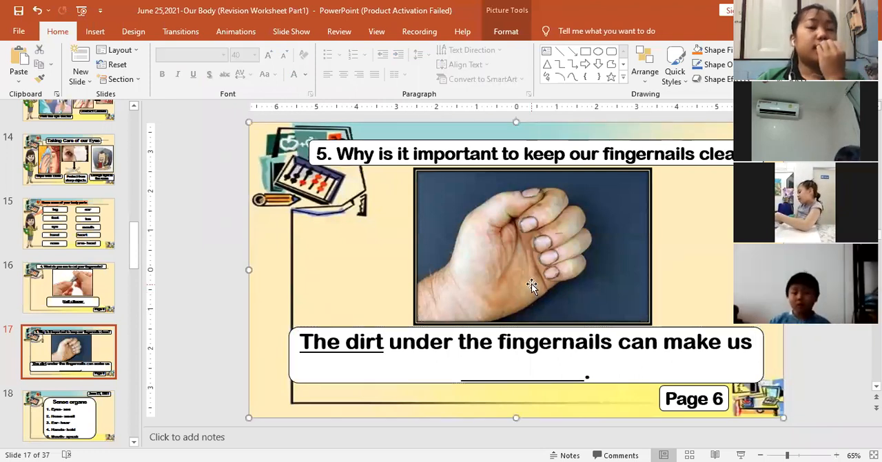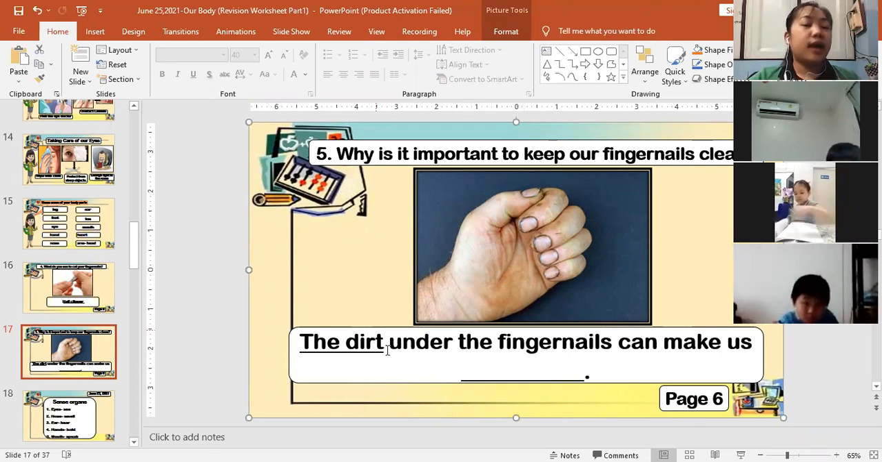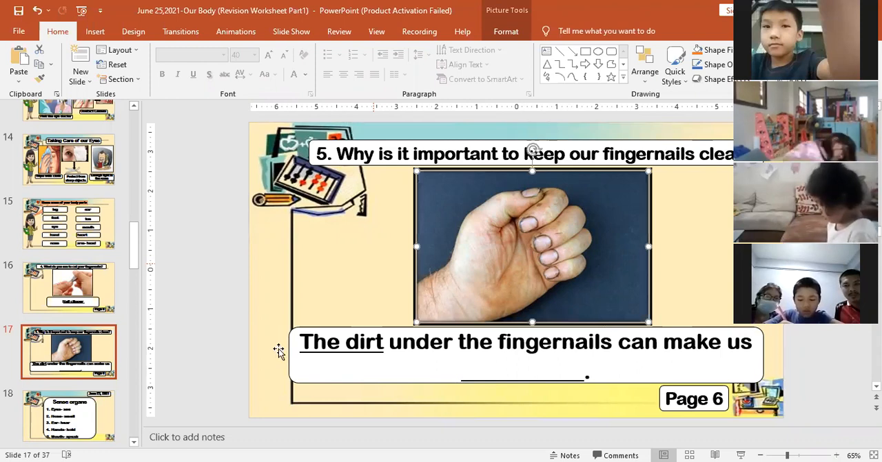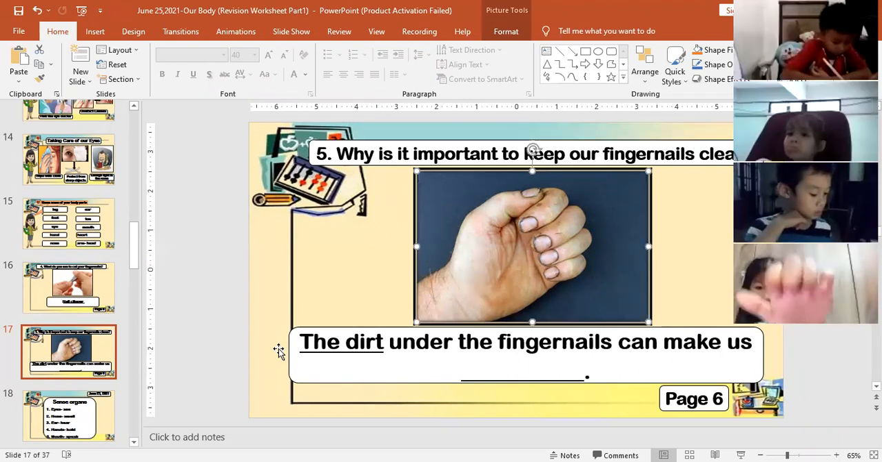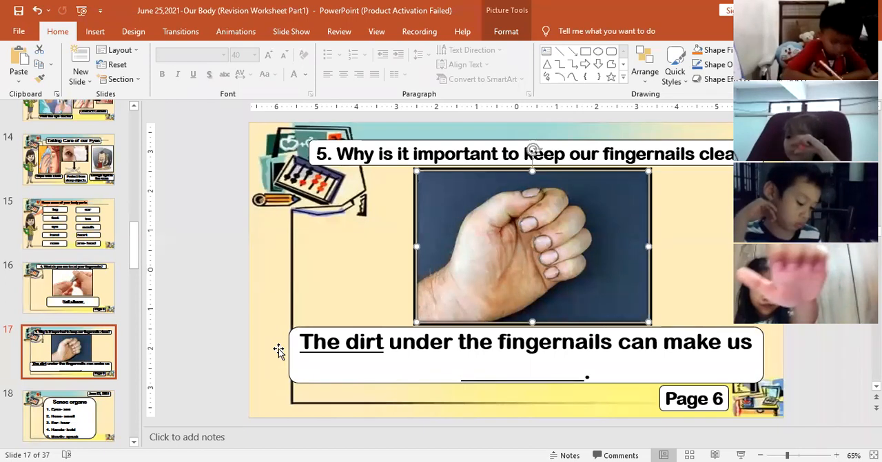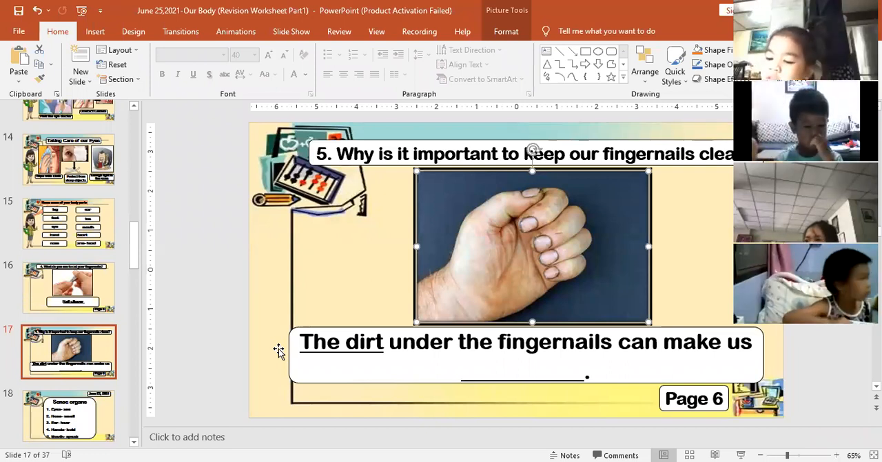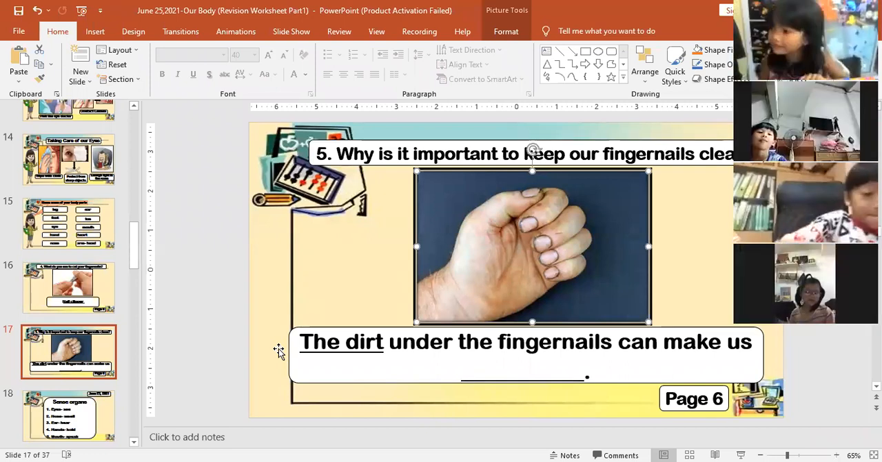What will happen if you eat the dirt on your fingernails? What will happen to you? You will get what? Come on, tell me. What's the answer?